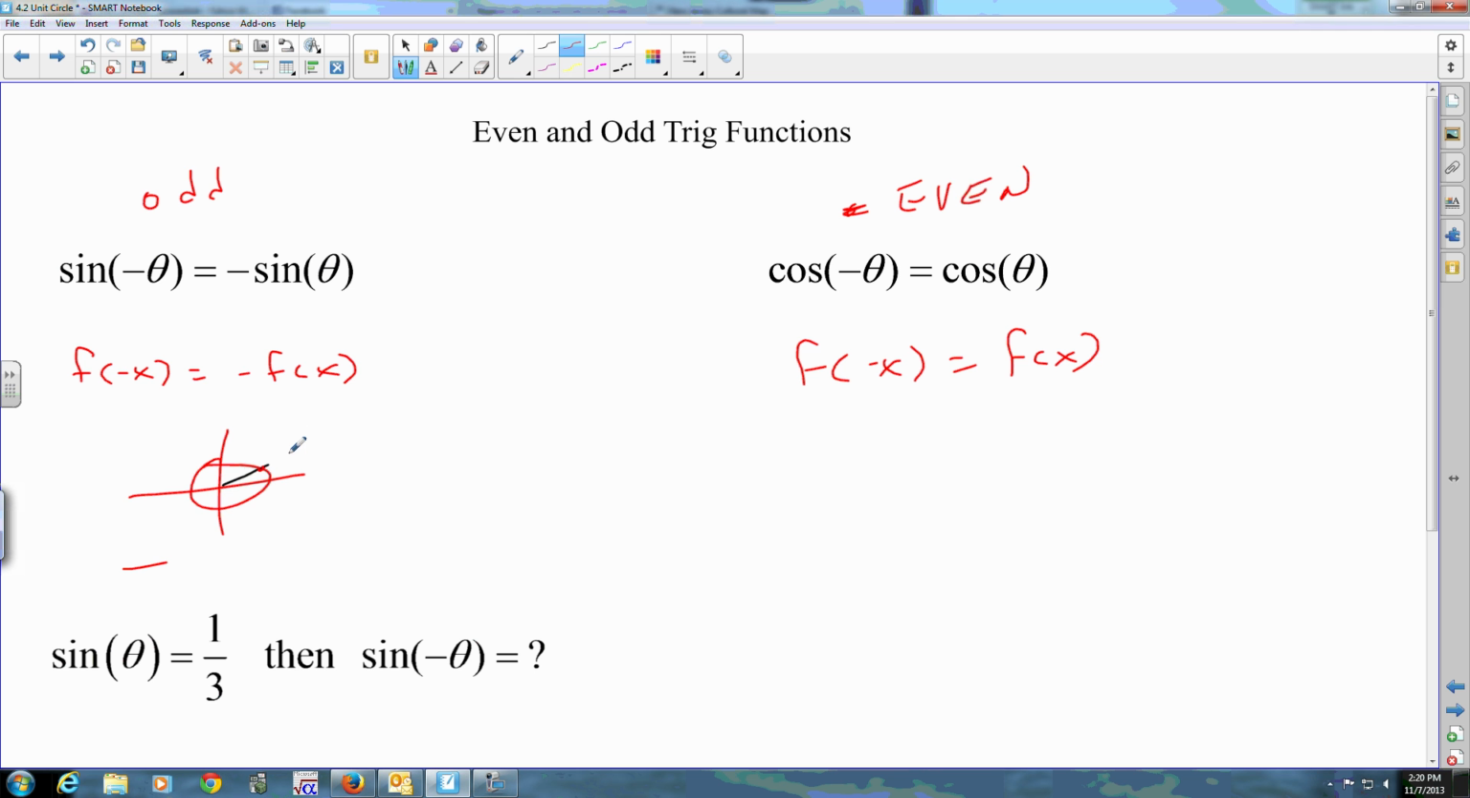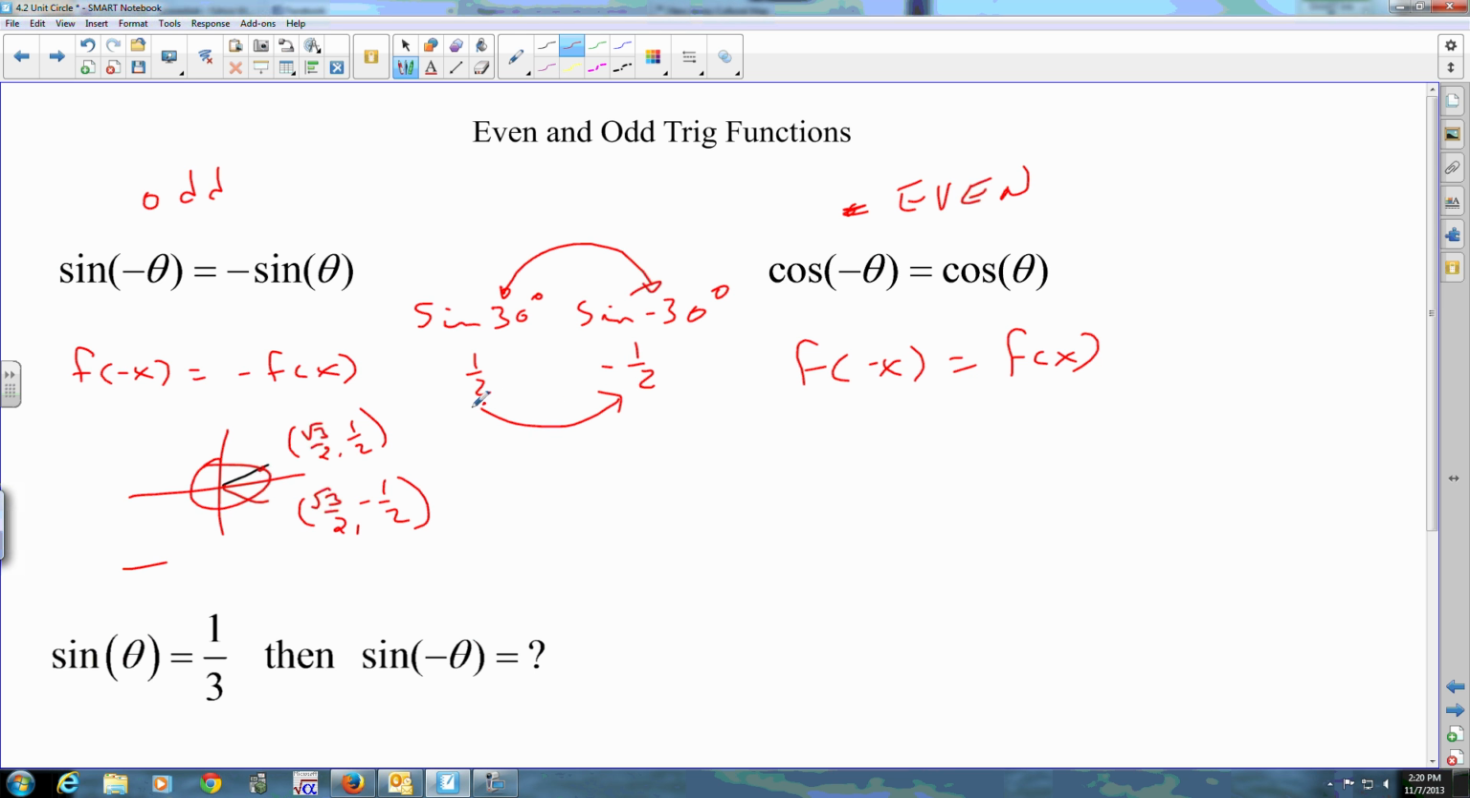There we go. At 30 degrees, your coordinate is square root of 3 over 2, 1/2. And at negative 30 degrees, it's going to be square root of 3 over 2, negative 1/2. The sine of 30 degrees is 1/2. Sine of negative 30 degrees is negative 1/2. So when you change the sign on the input, if you get the output opposite in sign, it's odd. Changing the sign on the input changes the sign on the output.